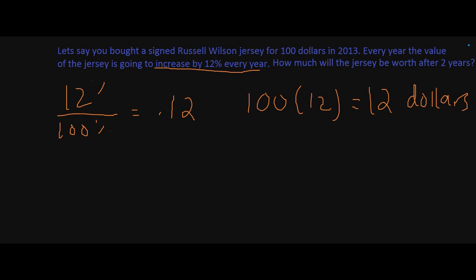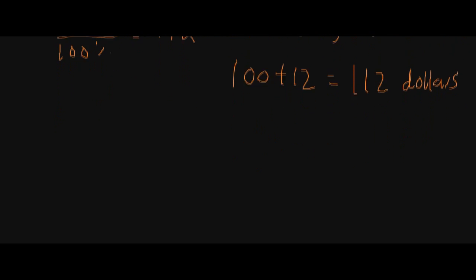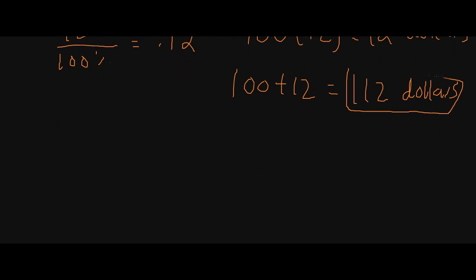So we know that after the first year it's going to increase by $12, so we're going to get 100 plus 12, and then we know that the jersey is going to be worth $112 after the first year. Well, now let's find out how much it's going to be worth for the second year. So after the first year it's worth $112, so the next year we're going to get $112 times 0.12, because it's increasing by 12% every year. So $112 times 0.12 is 13.44.